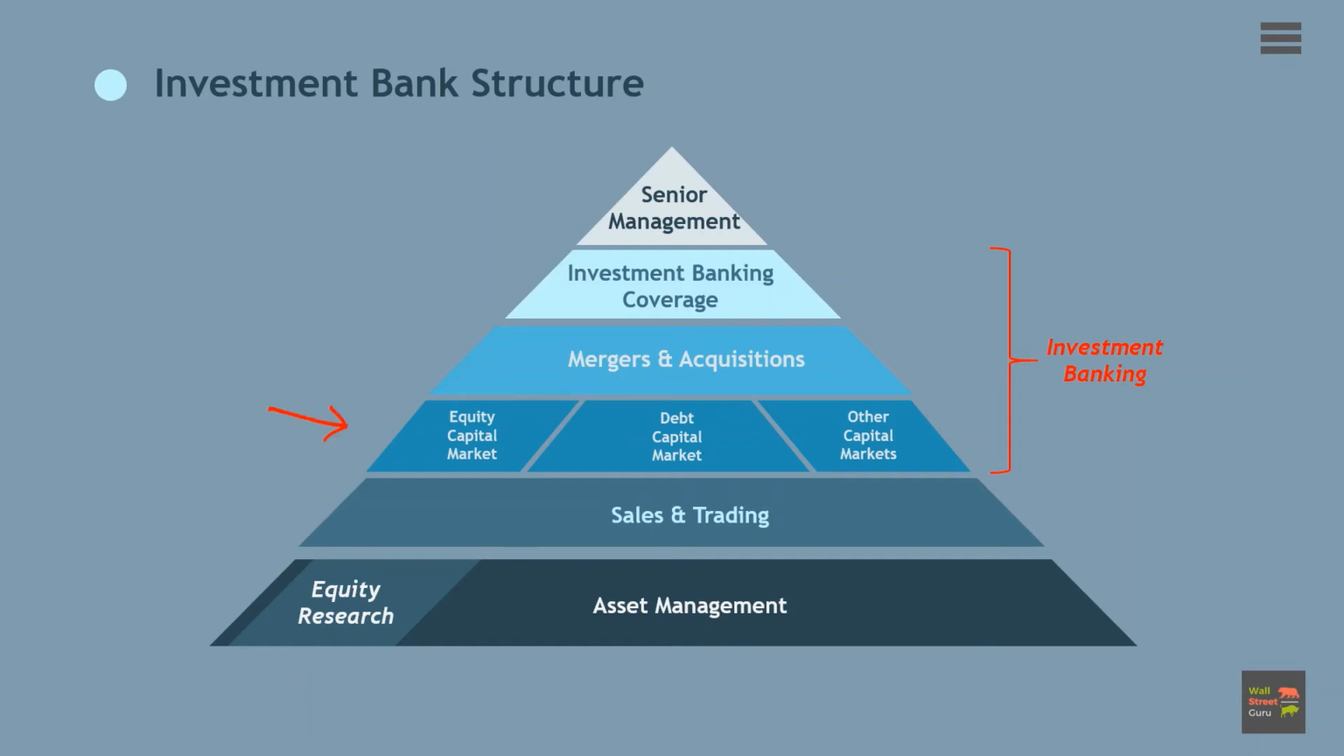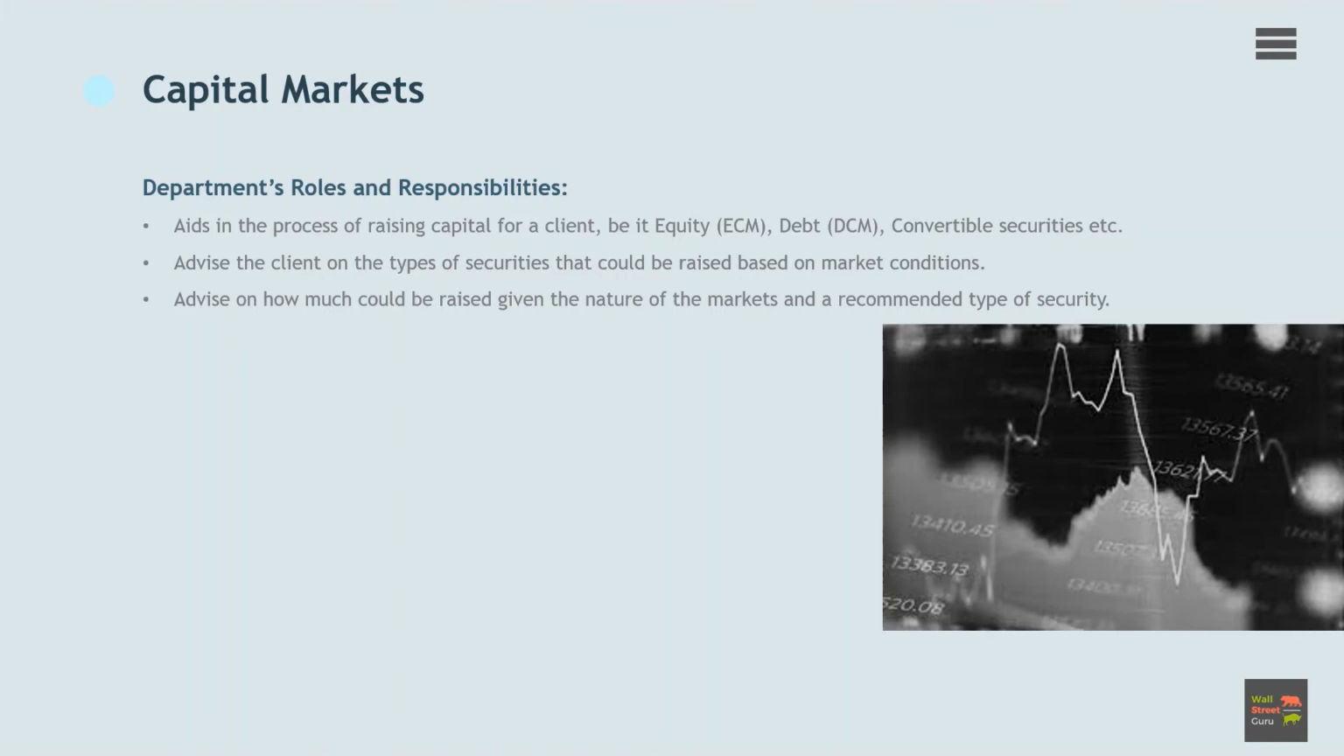Capital markets. Capital markets is typically subdivided into equity, debt and convertible. Capital market groups aid in the process of raising capital or trading securities for a client, be it equity, debt, or convertible securities. So if a client, for example, had expressed interest in raising equity, the coverage team would pair up with the equity capital markets team.